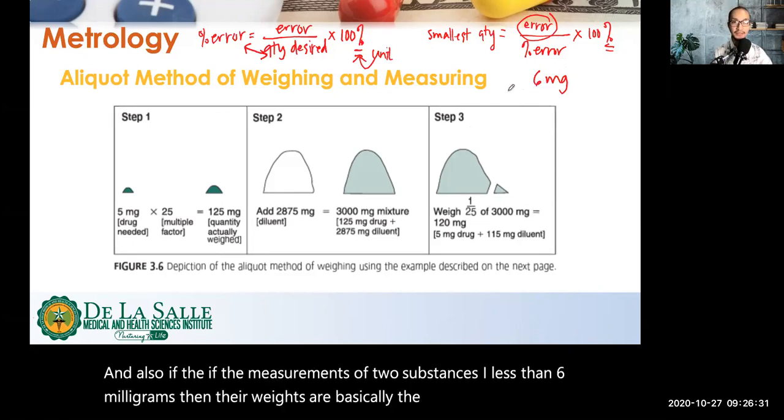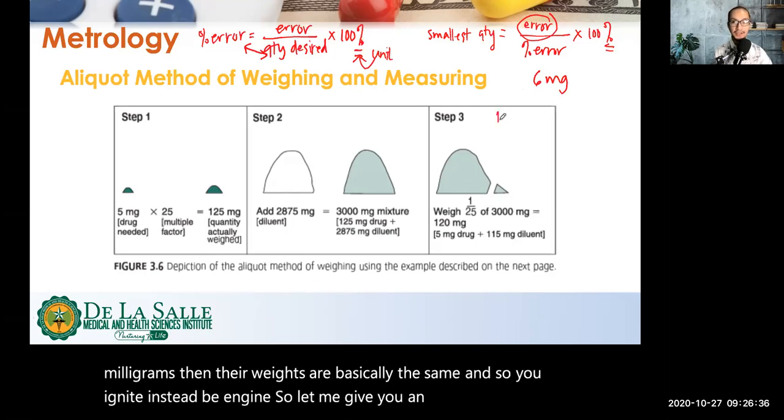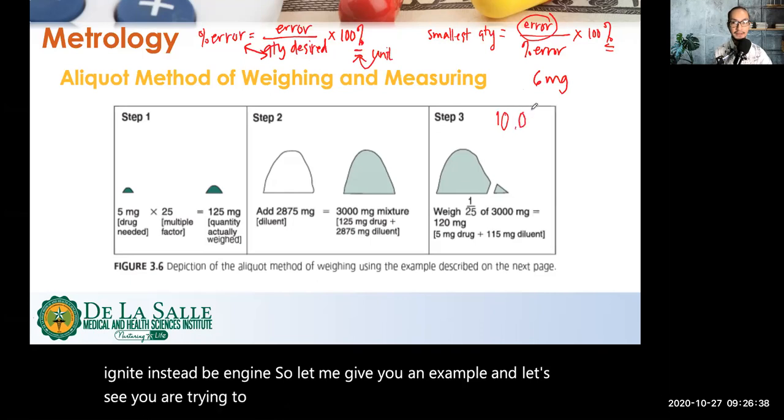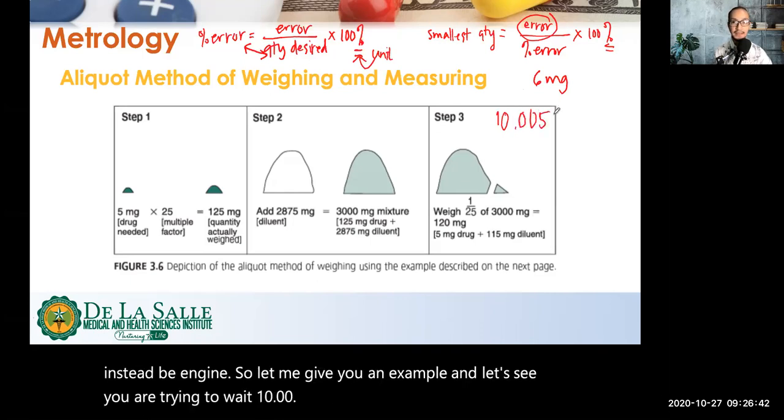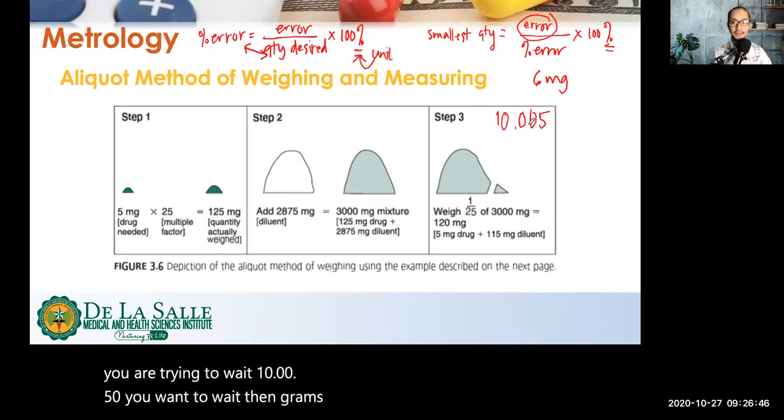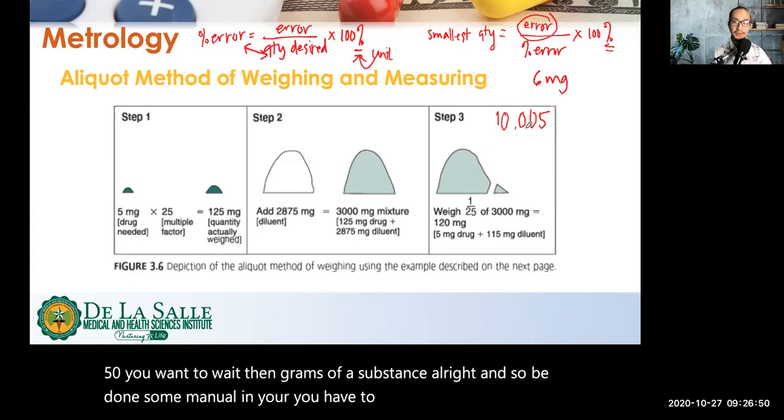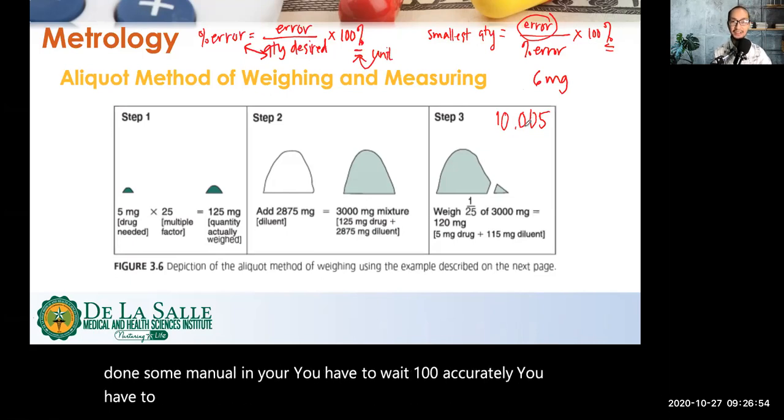Okay, that's all we mean by that. So let me give you an example. Let's say you are trying to weigh 10.00 grams, you want to weigh 10 grams of a substance. And the manual says you have to weigh accurately 10.0 grams of a substance.